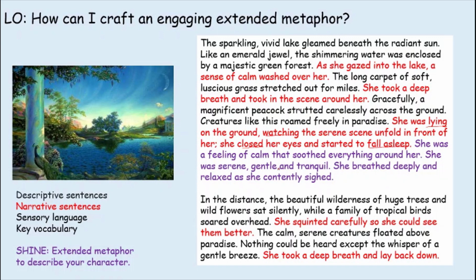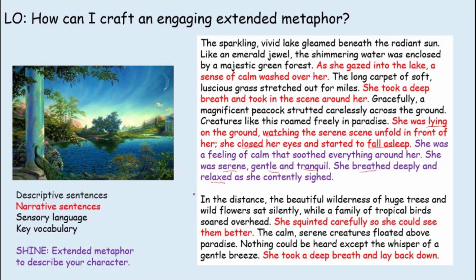Now I've done the shine, I've used my extended metaphor. I've used the framework I used in the previous lesson for my extended metaphor, and I've compared my character to that gentle feeling of calm. So she was a feeling of calm that soothed everything around her. She was serene, gentle, and tranquil. She breathed deeply and relaxed as she contentedly sighed. The adjectives and verbs that I've used in this extended metaphor all compare my character to calm. So calm is serene, gentle, tranquil. And when we're feeling calm, we often breathe in deeply and we relax.